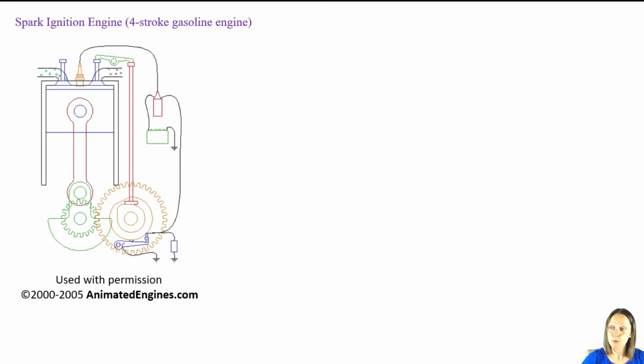All right, so here's our spark ignition engine. We've got 4 strokes. Now, we could talk about a 2-stroke gasoline spark ignition engine as well. That would be used for smaller devices, like it's used in motorcycles, it's used in lawn equipment, that sort of thing as well. But we're going to focus specifically on this 4-stroke engine.